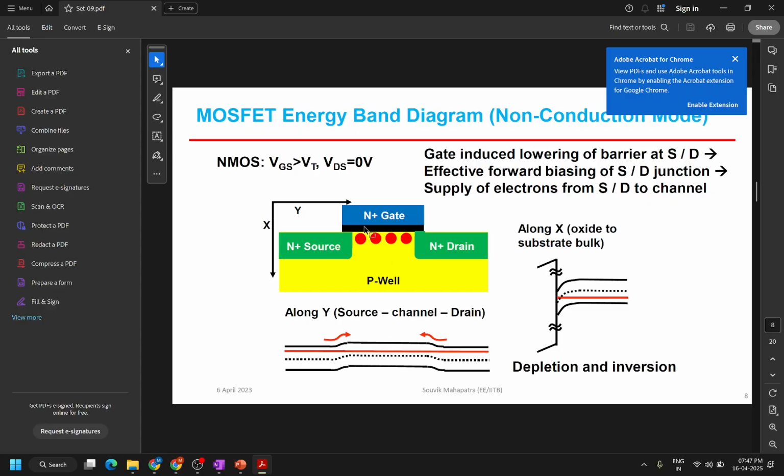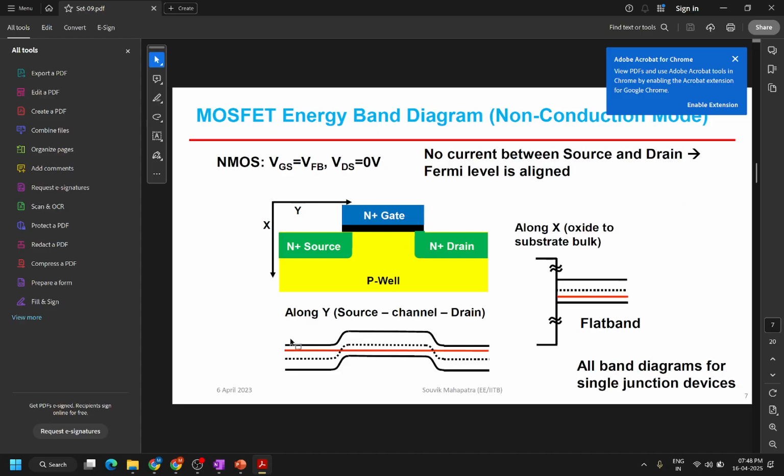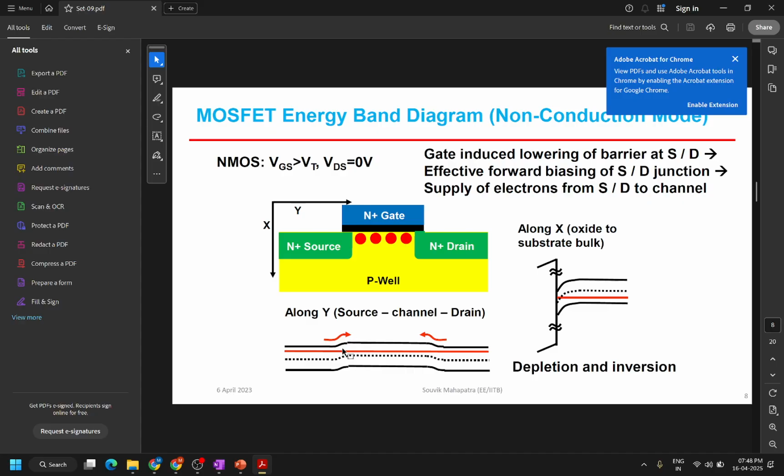When you induce band bending here, this region goes down. It goes into the depletion or inversion region, and accordingly this band is coming down. Earlier there was a huge barrier here, so no current could pass through this barrier. But now this barrier is reduced, so the current goes through. Now you have conduction between source and drain.